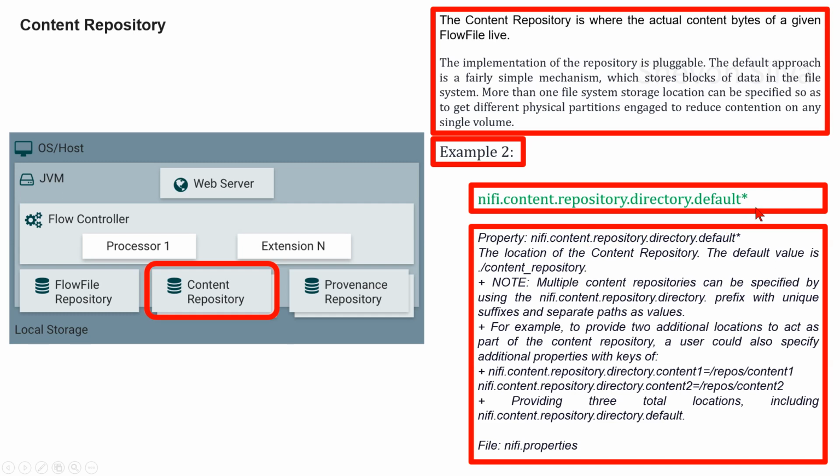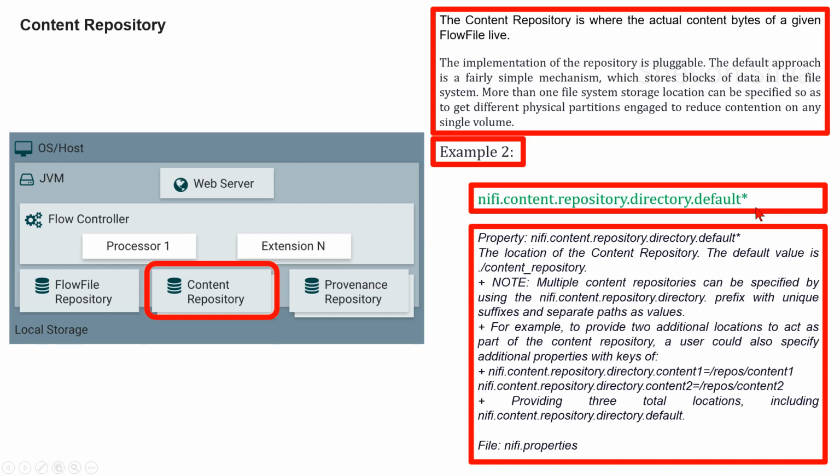As an example too, we can consider the property nifi.content.repository.directory.default, which is the location of the content repository. The default value is ./content_repository. Note that multiple content repositories can be specified by using the nifi.content.repository.directory prefix with unique suffixes and separate paths as values.